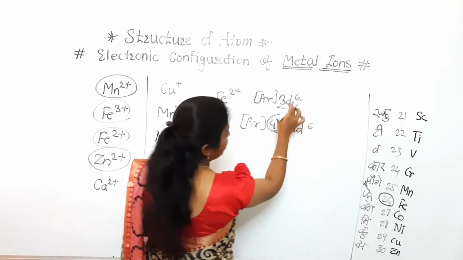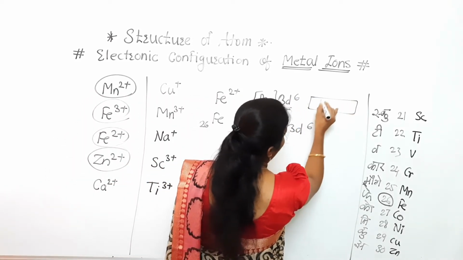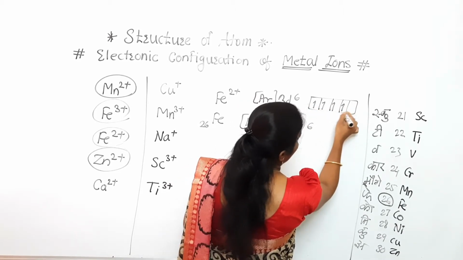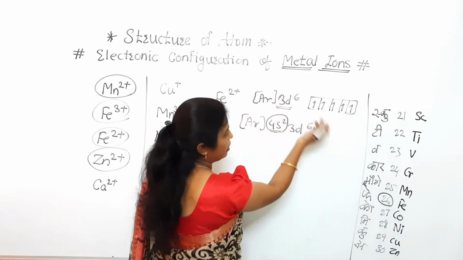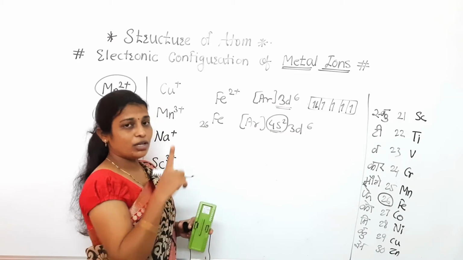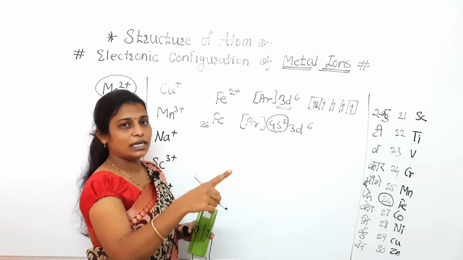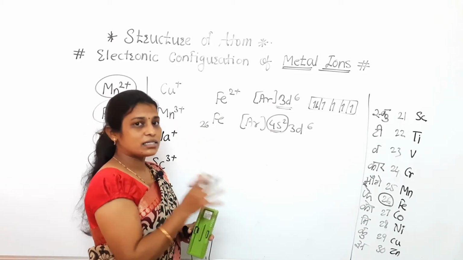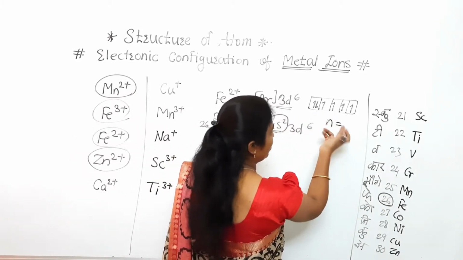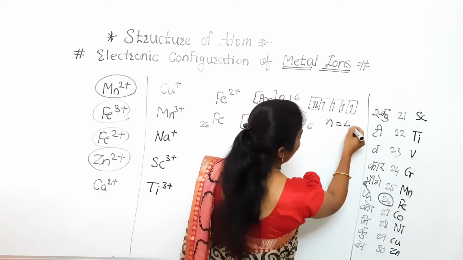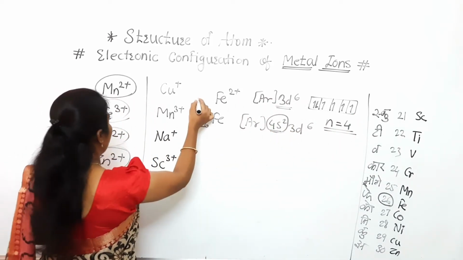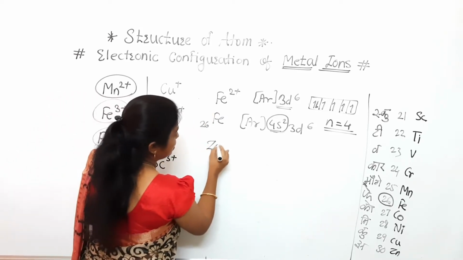Now see, for 3d we have to draw boxes, that is the 5. So each one will carry a single electron. 5 completed, but 6 are there. So again first box will carry a double electron, because after completing the single electron of each orbital, it can start pairing. Now see, number of unpaired electrons. In first one, paired. So 1, 2, 3, 4 number of unpaired electrons are there. So Fe2+ completed.